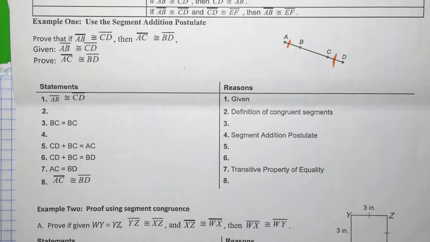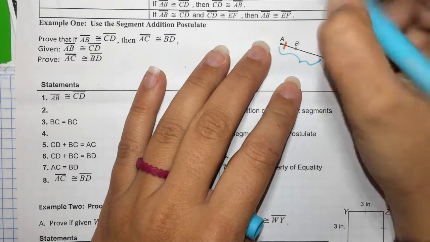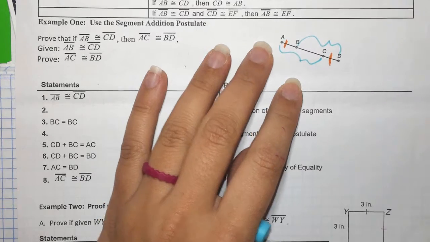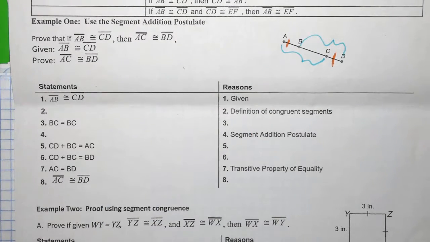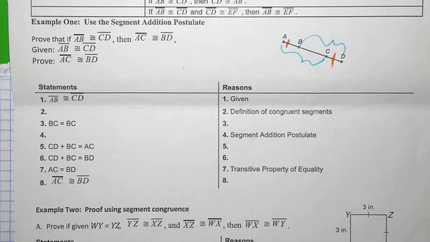So we're trying to prove that if those parts are congruent, then the whole thing from A to C, which is this one, and B to D. Now, before we go any further into our proof, tell me why you think that those would be congruent. Without us having to prove it, why would they be congruent?